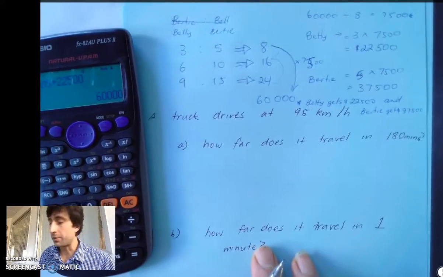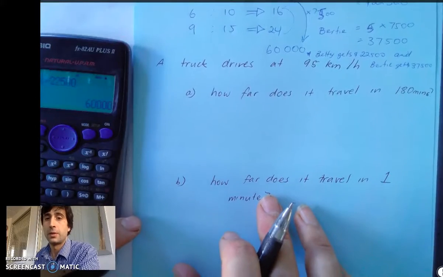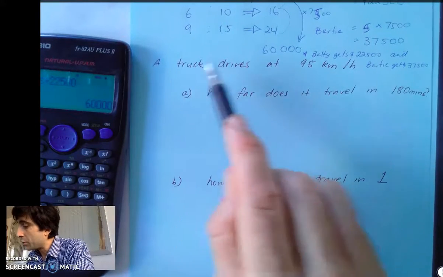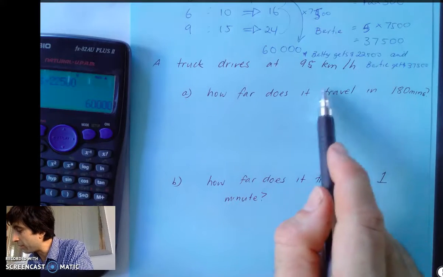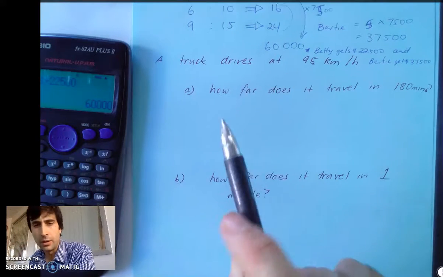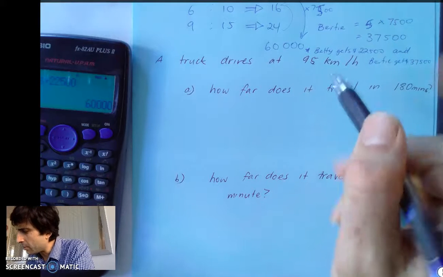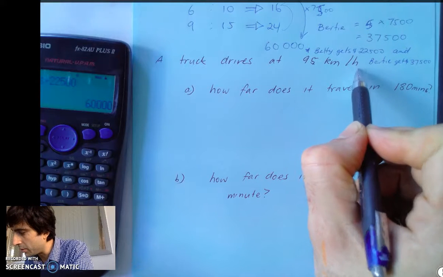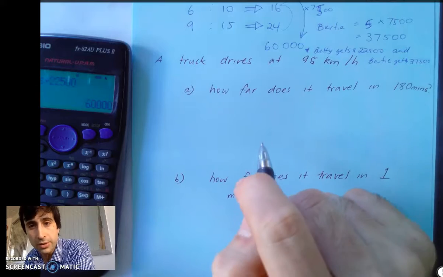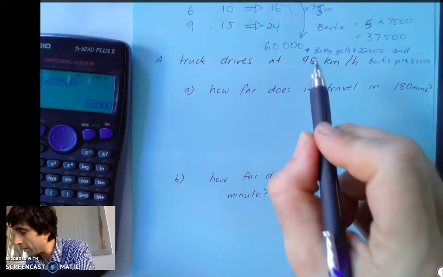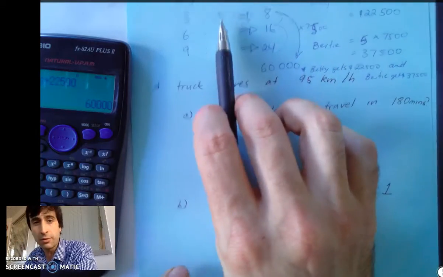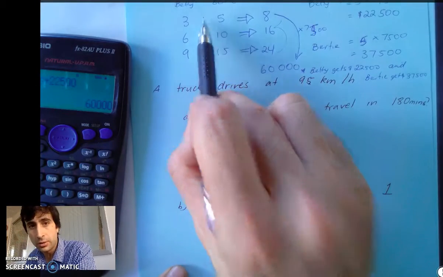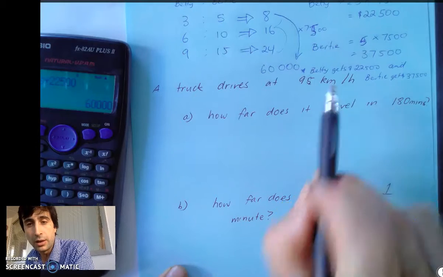So let's have a look at the next one. A truck drives at 95 kilometers per hour. How far does it travel in 180 minutes? Now, this is a rate because it's per a unit of time, but it's per 1 unit of that time. So per 1 hour. 95 kilometers per 1 hour. You'll notice that it's different from the ratios because it doesn't have the colon. It's got a divide sign.